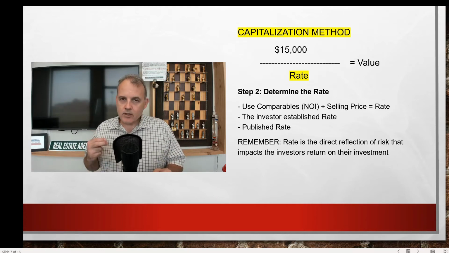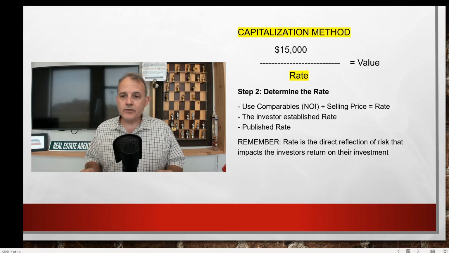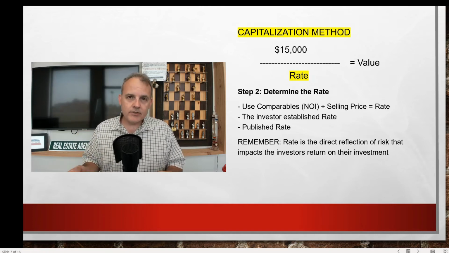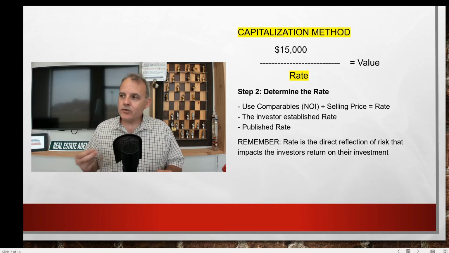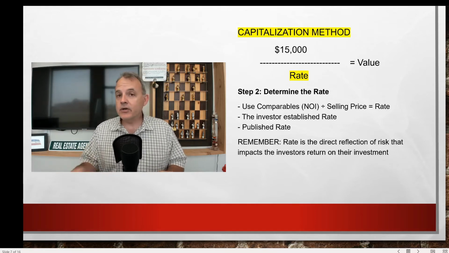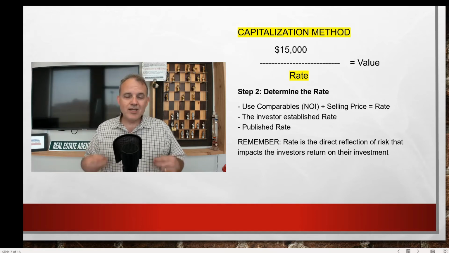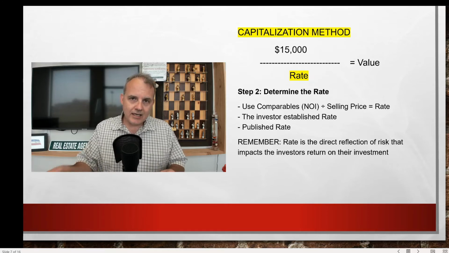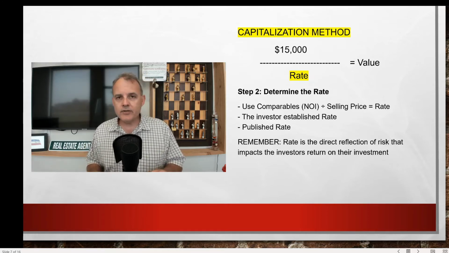Another way is, I've seen this where investors have a minimum capitalization rate that they want because that's a direct reflection on the return on the money they're investing. So the investor themselves dictates what that capitalization rate is going to be.